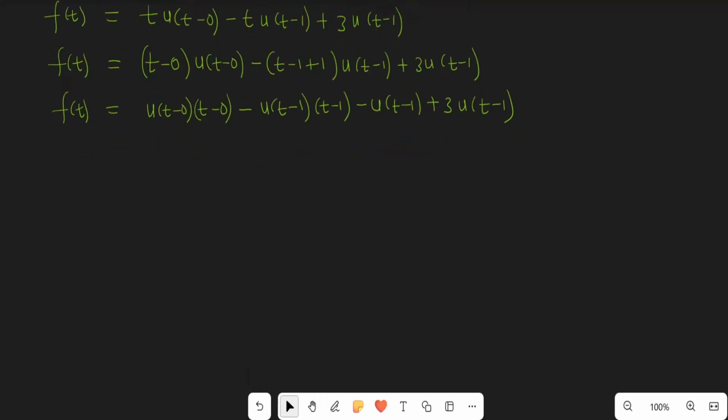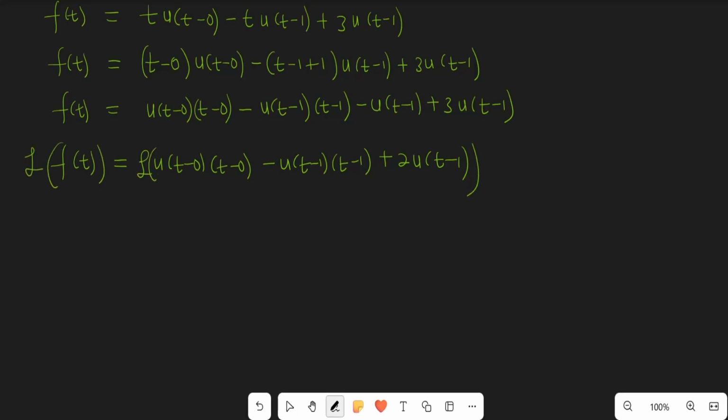Okay, cool. So now we can put the last two together. That is going to be u of t minus 0 times t minus 0, minus u of t minus 1 times t minus 1, and then minus u of t minus 1 plus 3 u of t minus 1. When you combine them, that is going to be 2 u of t minus 1. So now after doing this, we can take the Laplace transform of this and the Laplace transform of that.